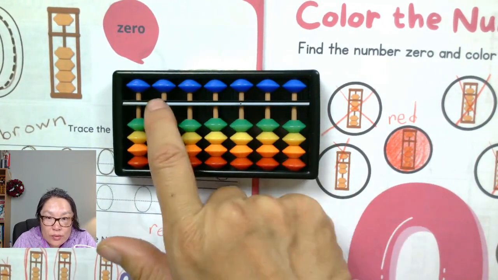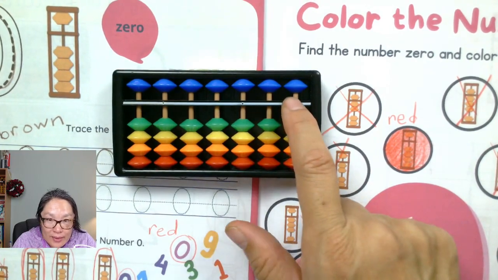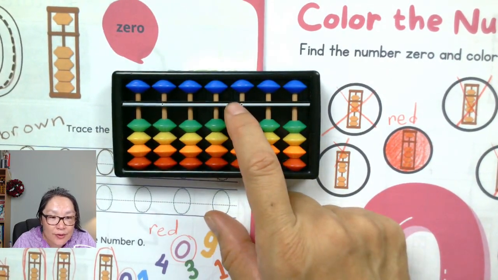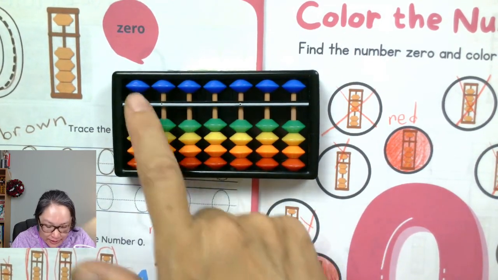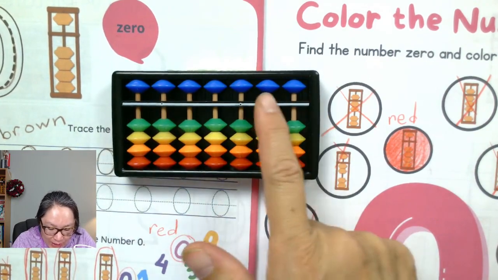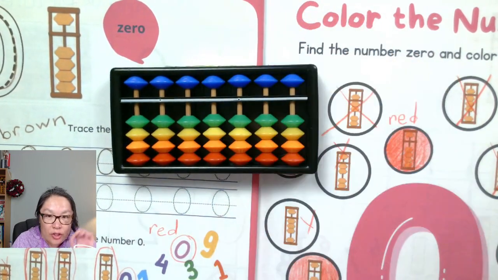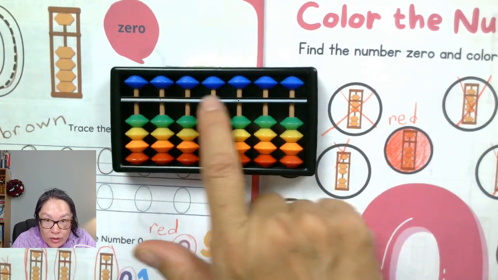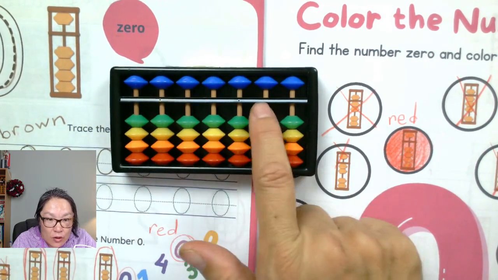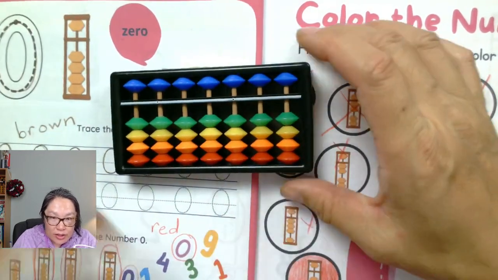So what we're doing is we're learning to read the abacus. The abacus is a math tool, just like the blocks and the counting bears. It helps us count our numbers. The first thing we're going to do is understand how to read it. So when we look, this is 0. How do I know that this is 0? This is 0 because none of the beads are touching the beams.